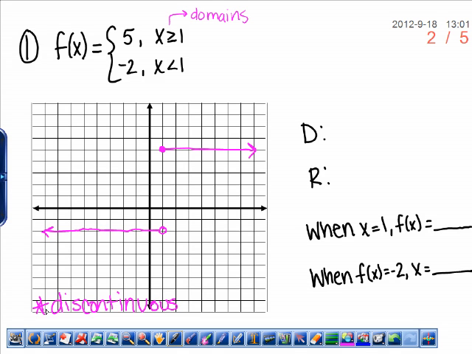What is the domain of this function? Why don't I have to jump over 1? Yeah, it is included up here, even though it's not included down here. All right? What is the range of this function?